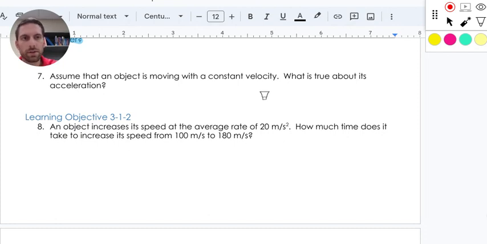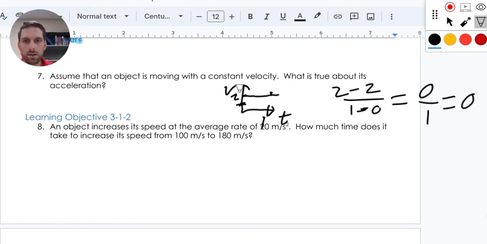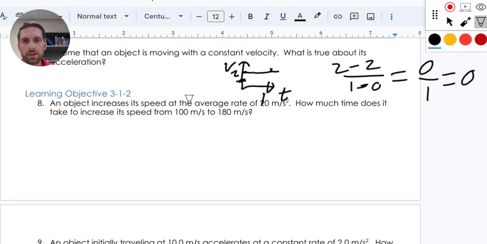If we have an object with constant velocity, say a V and T plot, say it's 2 up here, and we go forward in time, it's still 2. So a change in velocity over change in time, say 1 minus 0 over 0 to 1, it's just going to be 0 because we're not changing our velocity. So it has to have a change in velocity that's positive or negative for you to have an acceleration.